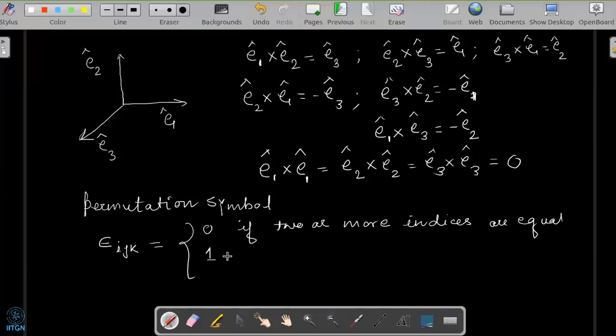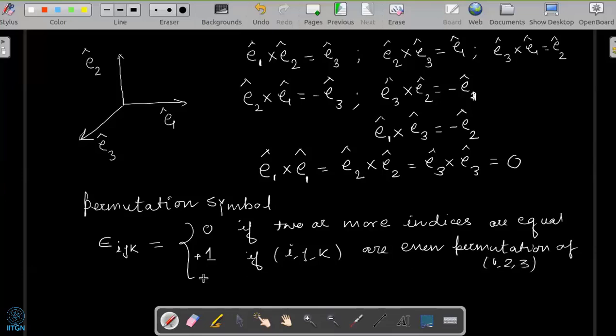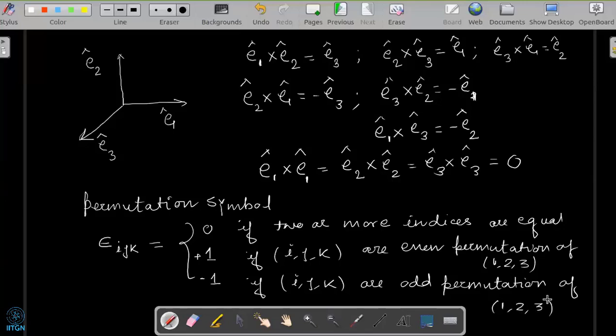It is plus 1 when i, j, k are an even permutation of 1, 2, and 3, and minus 1 if i, j, k are an odd permutation of 1, 2, and 3. I will explain what an even permutation is. Now let's see what is an even permutation and what is an odd permutation.